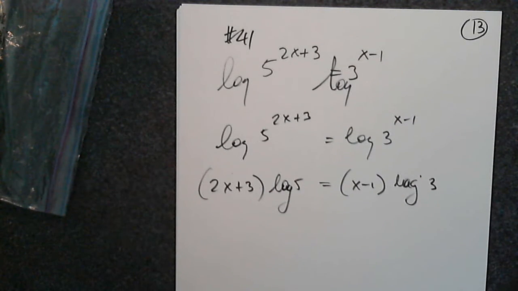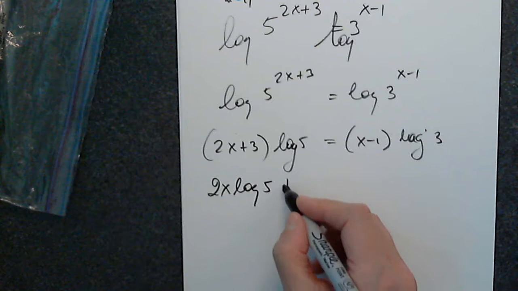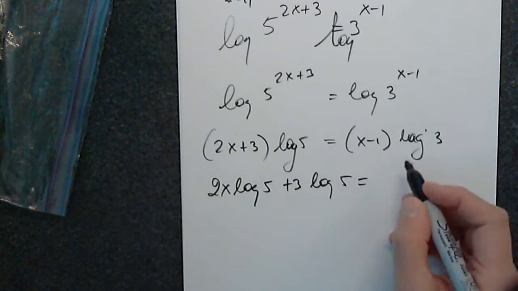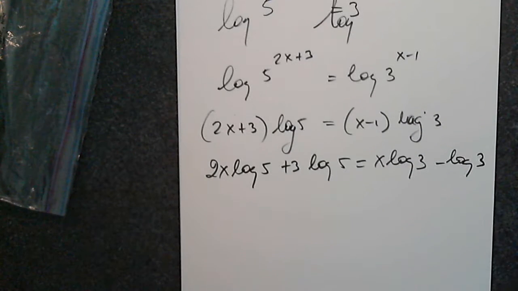Okay. Here's what happens next. Everything is fine. Again, do not get intimidated by log 5. It's a poor, simple number. Okay? We have to distribute those numbers. We have to distribute this poor number to those two terms and this poor number to those two terms. Let's do it. So 2x log 5 plus 3 log 5 equals x log 3 minus log 3.